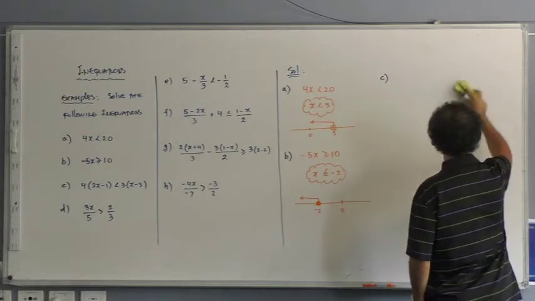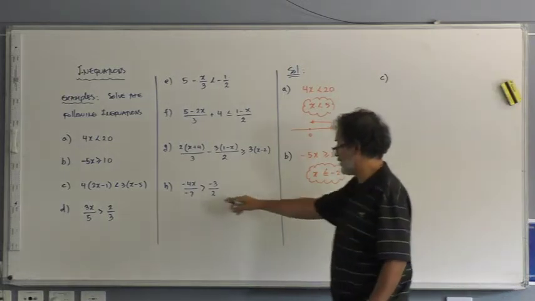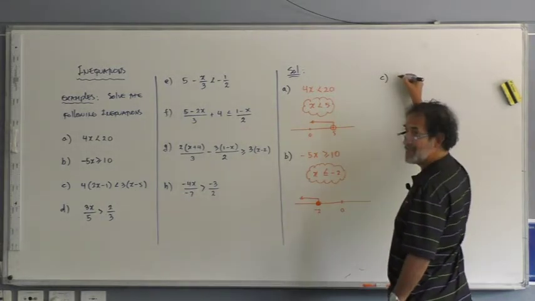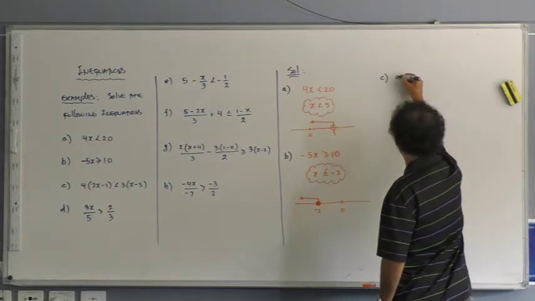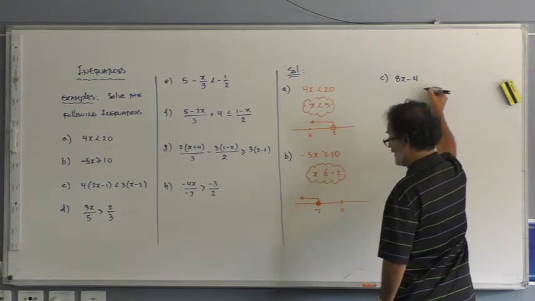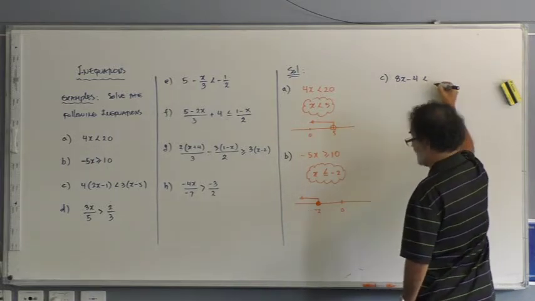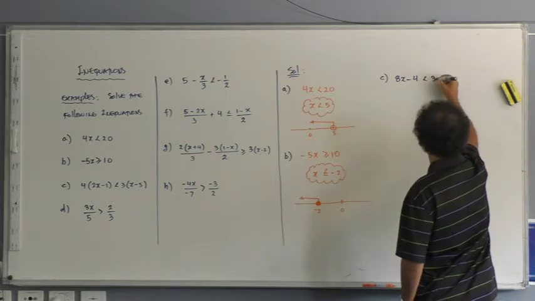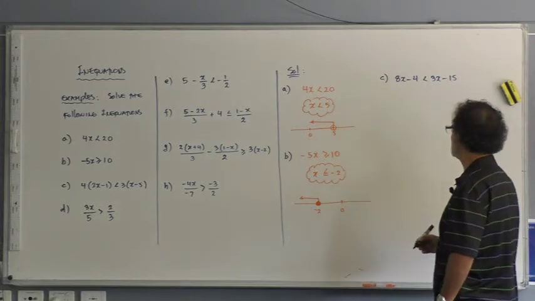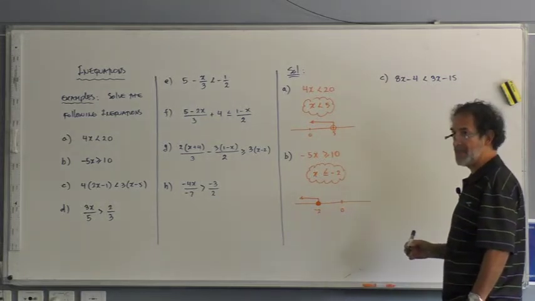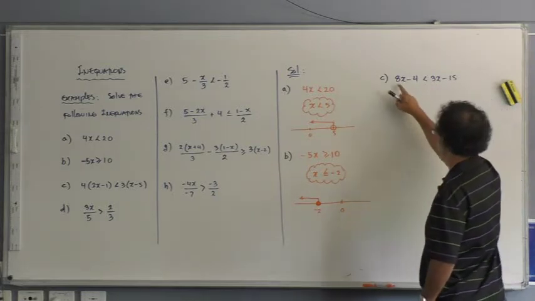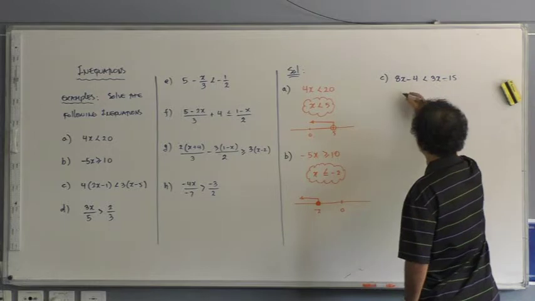So it'll be 8x minus 4, less than 3x minus 15. And then what do we do? We're going to move this 3x across, so that will give you 8x minus 3x, which is 5x.